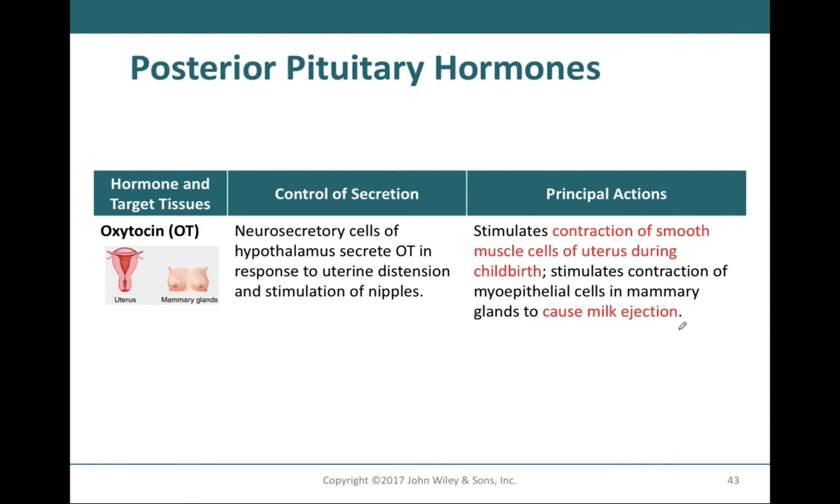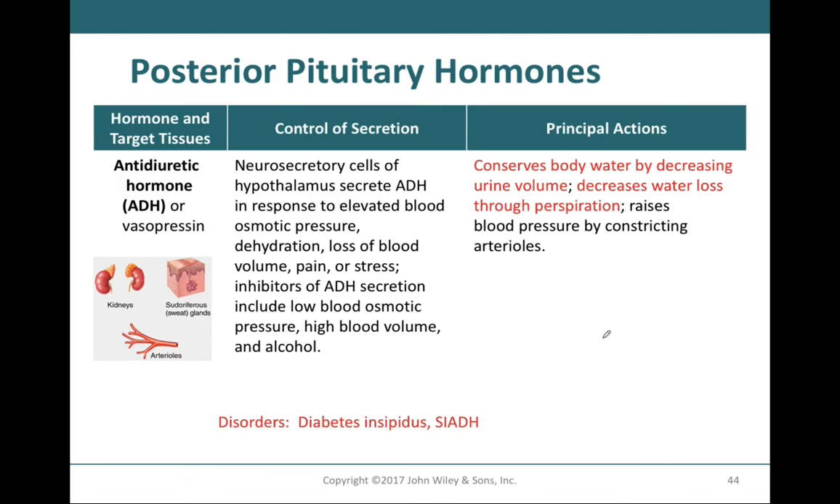And what's actually quite interesting about this one is its effect in non-pregnant women and in men is still being determined. So again, as with all hormones, I definitely want you to be comfortable with oxytocin, but you can especially focus on what is written in red.